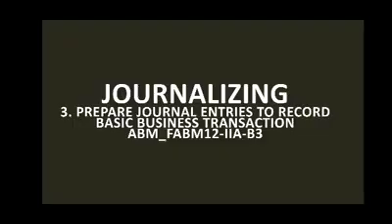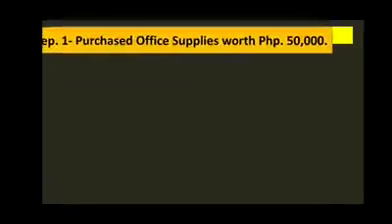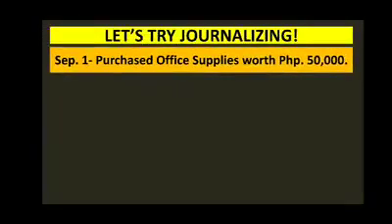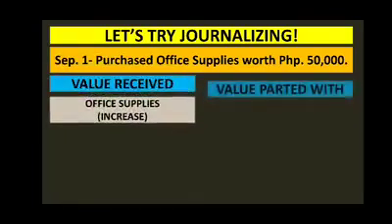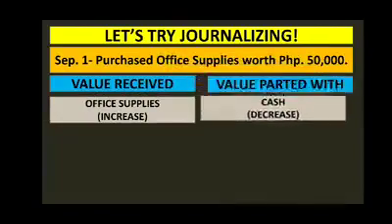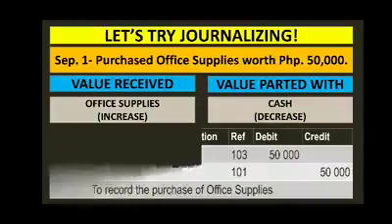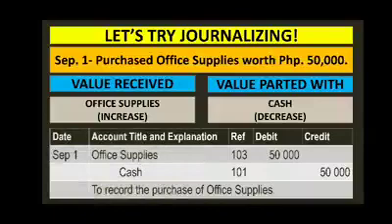Okay, let's go now to journalizing. So, prepare journal entries to record basic business transactions. Purchase of supplies worth 50,000 on September. Value received would be the office supplies, and the value parted with would be the cash. So, ito yung journal entry niya. Date September 1, debit office supplies 50,000 and credit cash 50,000. Explanation: to record the purchase of office supplies.